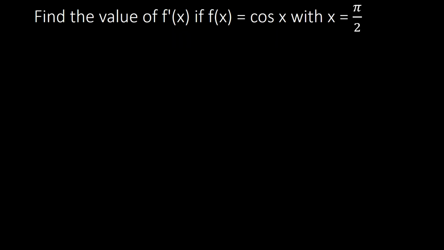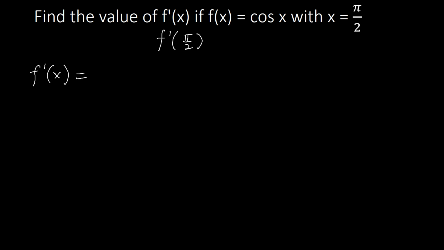We are now going to go for finding the value of f prime of x if our f of x is cosine x, with x equal to pi over 2. So meaning to say what we are going to find here is f prime of pi over 2. So we start off with getting the derivative first of our function.